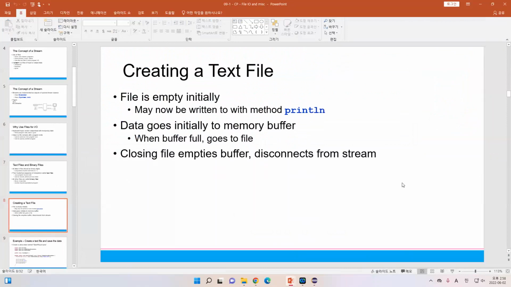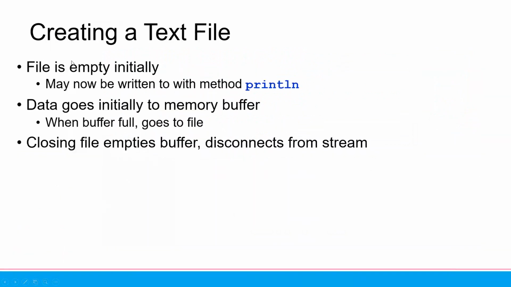The data goes initially to a memory buffer. And when the buffer is full, it goes to the file. Closing the file empties the buffer and disconnects from the stream. So when you want to print into the file, it will go to the memory buffer first. And if you close your file, then the buffer memory will be empty.